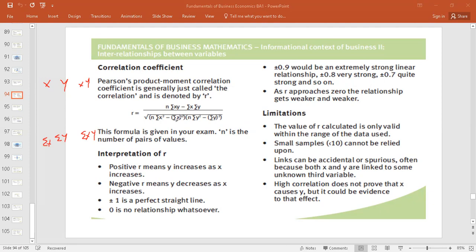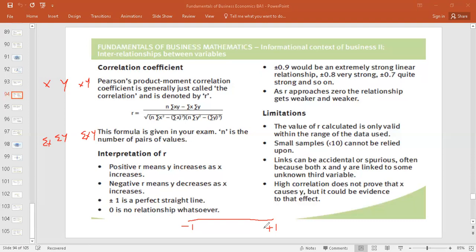If it lies at 0 or close to 0, we see that there is no relationship between the variables x and y. So the interpretation of R says that plus 1 or minus 1 is a perfect straight line. Plus 1 is positive, so as one variable increases, the other variable also increases. If it is minus 1, if one variable is increasing, the other decreases. That is a negative correlation. Let's say if it is plus or minus 0.9, it would be an extremely strong linear relationship, which means that it is closer to 1. The values lie on a scale from minus 1 to plus 1. In both cases, plus 1 or minus 1, we see that there is a relationship.